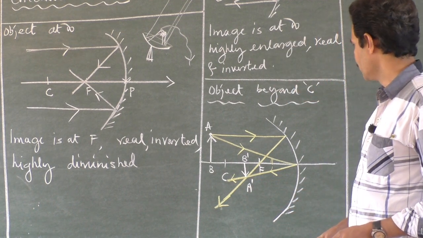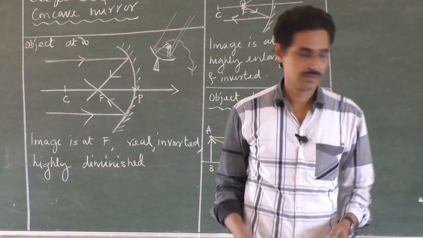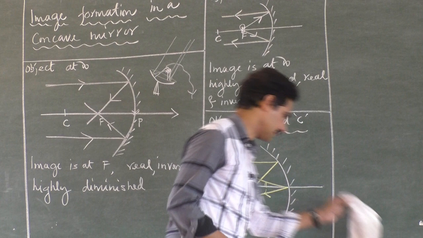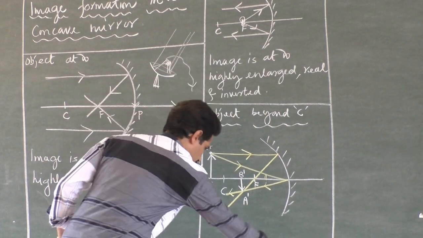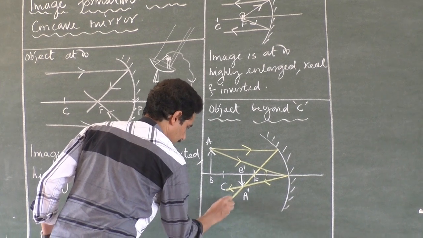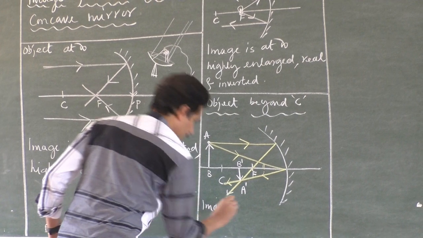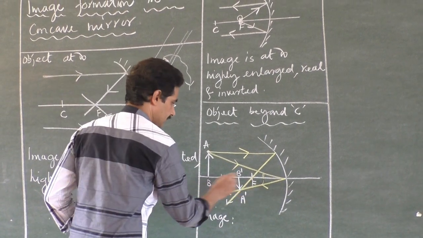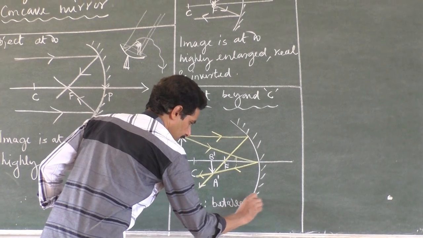So when the object is beyond C, how is the image? Where is the image? We will have to describe the type of image. When the object is beyond C, the image is between F and C, you can see that.